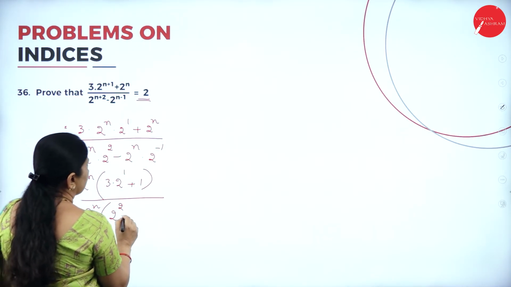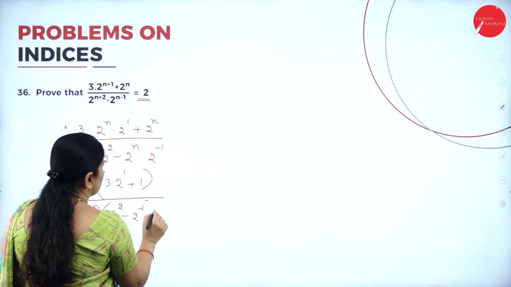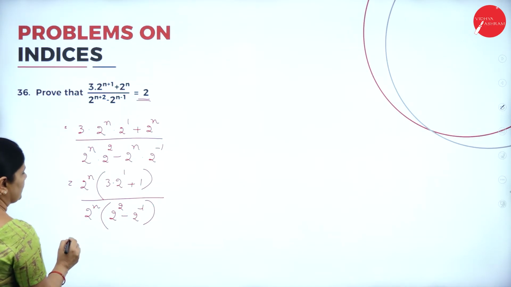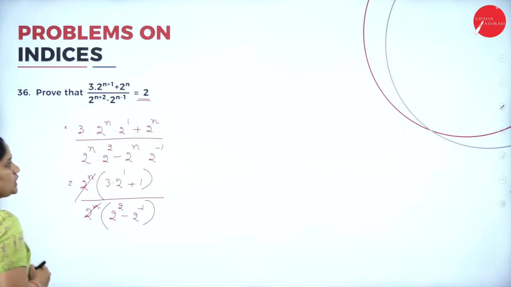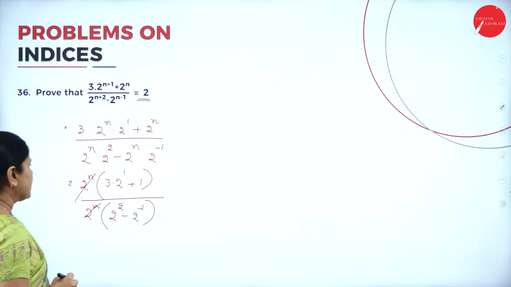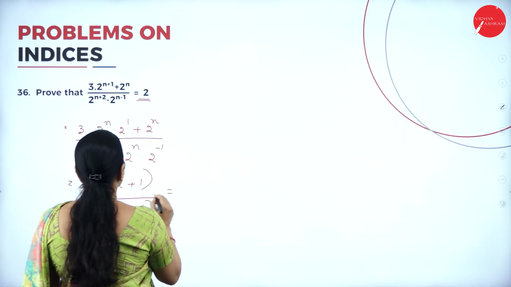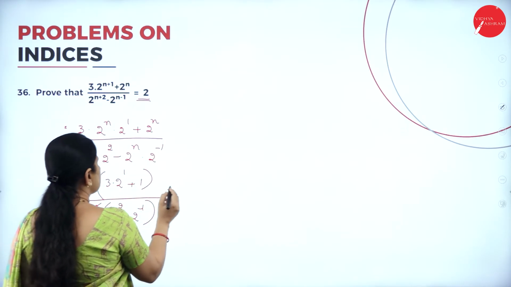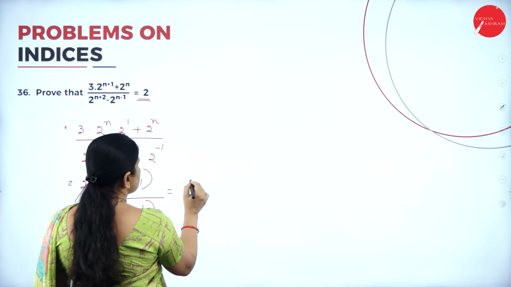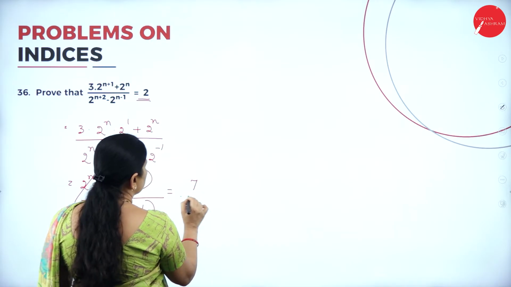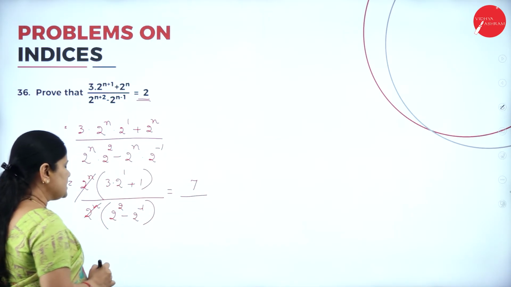So 2 square minus 2 to the power of minus 1. So 2 to the power of n, 2 to the power of n gets cancelled. So this will be equal to 3 into 2 is 6, 6 plus 1 is 7.